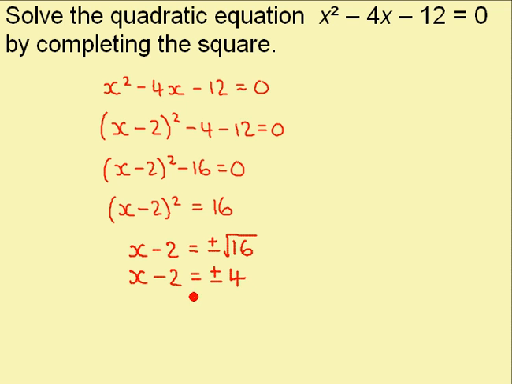Now to finish solving, I'm going to add 2 to both sides, so I get x equals 2 plus or minus 4. This tells me that x is 2 plus 4, which is 6, or 2 minus 4, which is minus 2. Notice that because I was solving a quadratic, I was expecting two answers, and I got two answers. Remember, we get the two answers because of the plus and the minus at this stage here, so don't miss this part out.